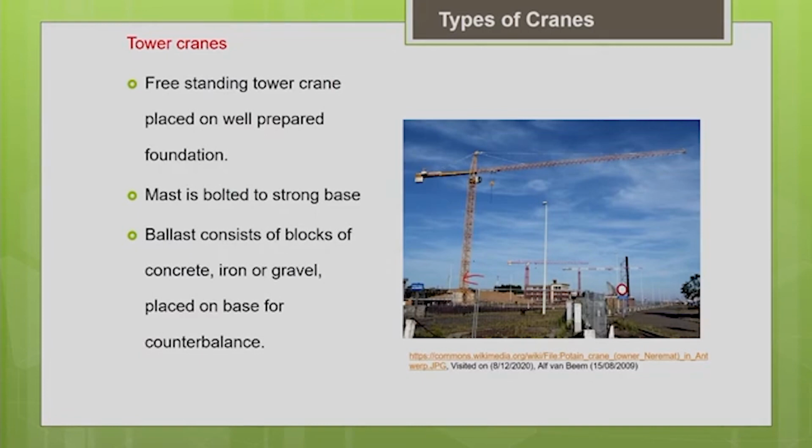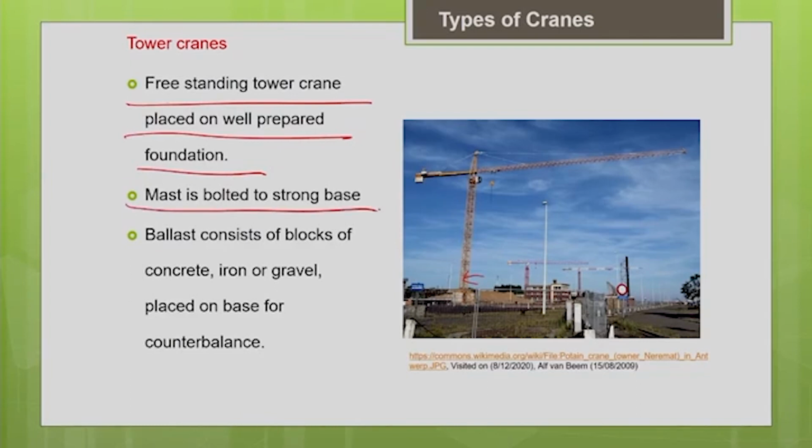You can see that. That is what is summarized in this slide. The freestanding tower crane is placed on a well prepared foundation. The mast is bolted to the strong base. And you should put the appropriate counterweights for the stability of the crane. The counterweight is at the counter jib at the top as well as at the base.